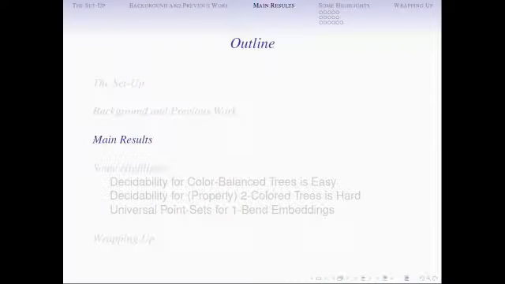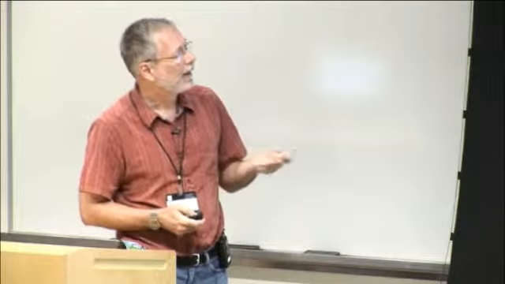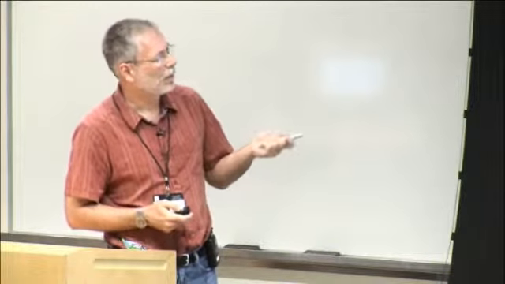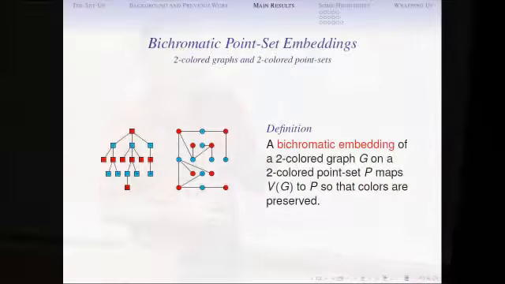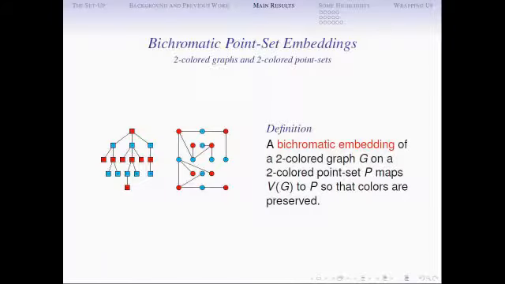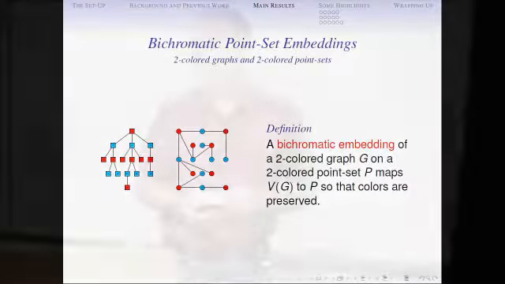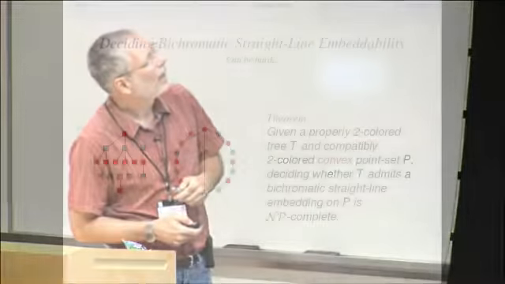In our work, we focused on trees. We focused on two-colored trees. In this case, it looks like a properly two-colored tree, but they won't always be. And you have a two-colored point set you want to embed. We call this a bichromatic embedding if you respect the coloring of the graph in the point set.